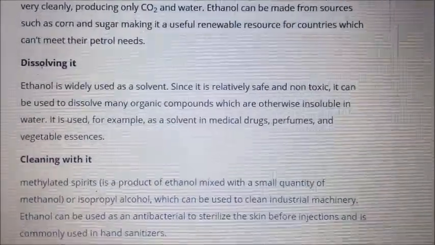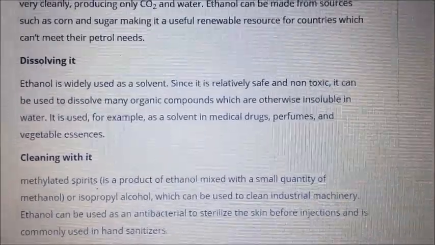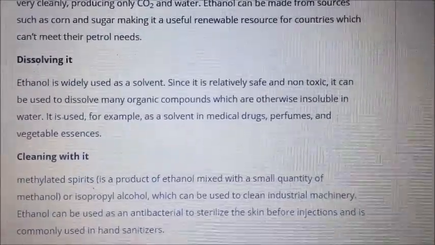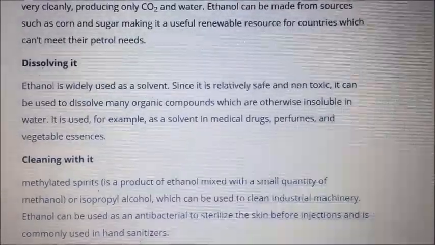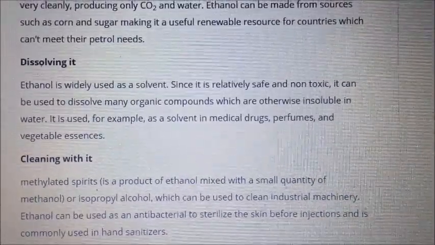You can also dissolve it, as ethanol is widely used as a solvent, and you can use it to clean with, as methylated spirits or isopropyl alcohol can be used to clean industrial machinery.